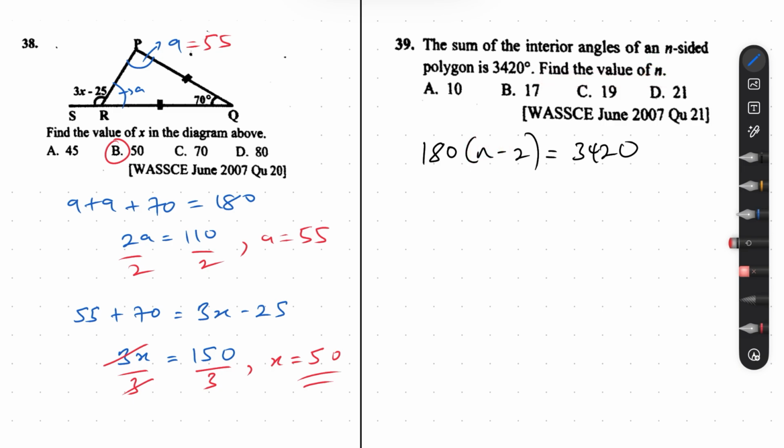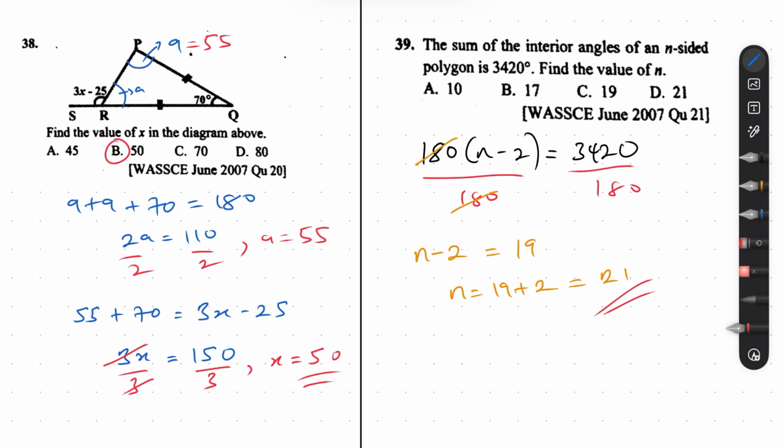So let's divide both sides by 180. We can cancel 180 out from this side. Then we'll have n minus 2. When you divide this, you can use a calculator, and when you do the division, you get 19. So n will be 19 plus 2, which is equal to 21. So our n is 21, which is D.